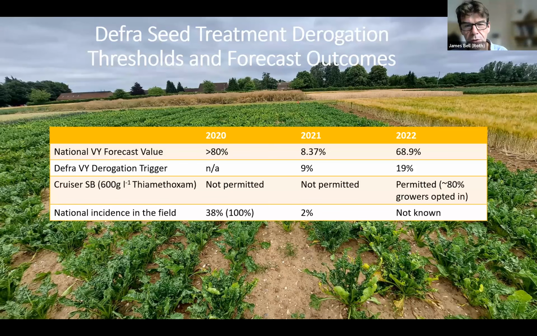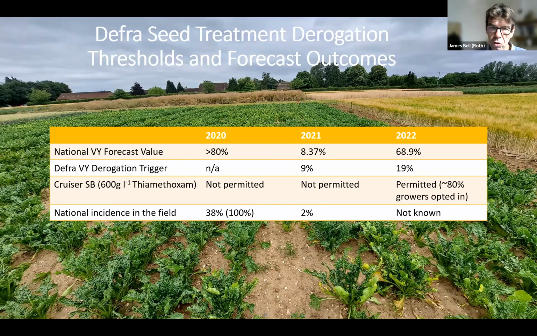In 2021, we forecast 8.3% of the crop would succumb to virus yellows. The trigger that DEFRA issued was 9%. Our value was under that, and therefore Cruiser SB, the neonicotinoid, was not permitted. On inspection of the crop at the end of harvest, it was around 2%. That's pretty good modelling. In 2022, we forecast a value of 68%. The trigger was 19%, and the neonics were permitted, and some of the growers opted in.